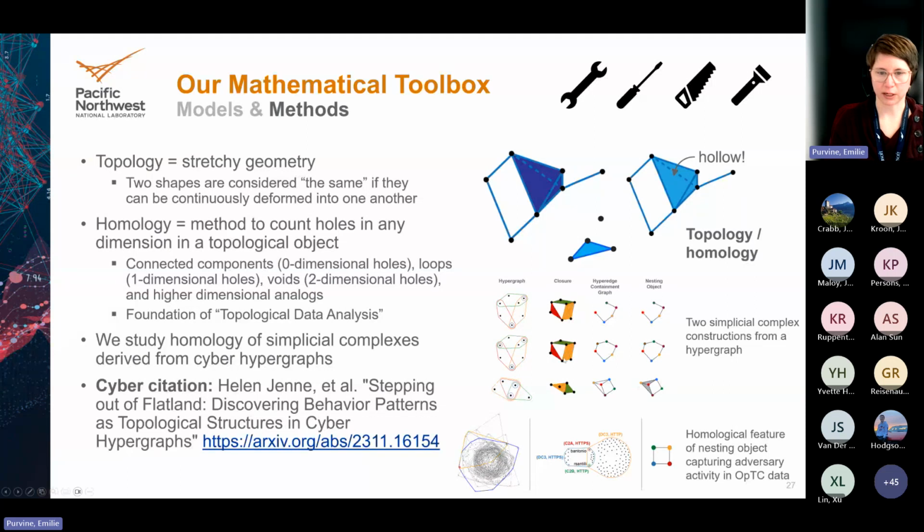This is just an illustration of how we take a hypergraph and create different topological objects, different simplicial complexes, from the same hypergraph and study different shapes. What we walk through in this paper is how you could take a really messy hypergraph like this one, coming from IP, port and user information in the OpTC data, and identify small sub-patterns that are interesting. In this particular case, this sub-pattern was calling out to command and control IP addresses that were taken over by adversaries and then called out to command and control networks.